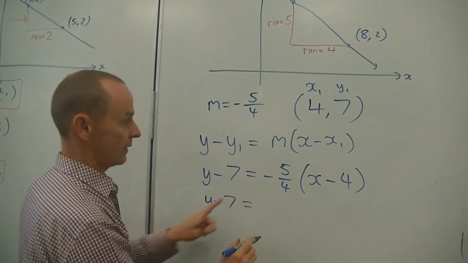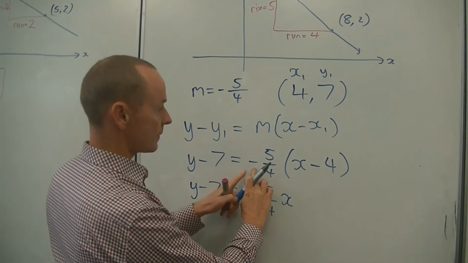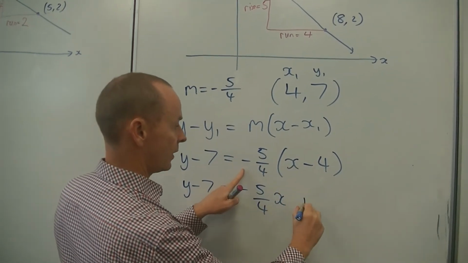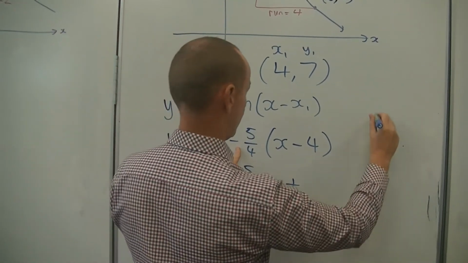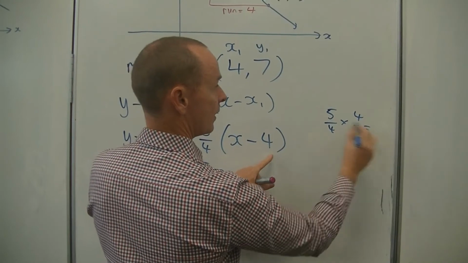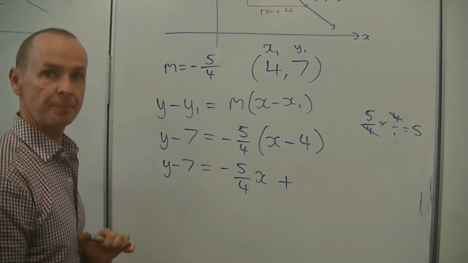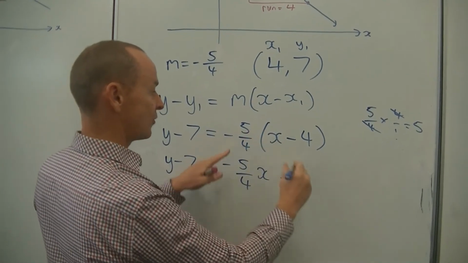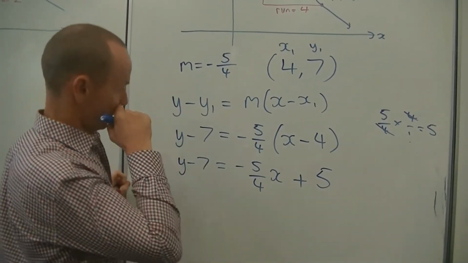So y minus 7 equals minus 5 over 4 x. Now we have to multiply these two together. We know it's going to be a positive, and when you multiply, I'll just do it over here for you if you want. 5/4 times 4, which is 4 over 1. The 4's cancel, and it leaves us with 5. So that's year 7 fractions. Hopefully you remember that. So I'm just going to write down there 5, because we worked it out.